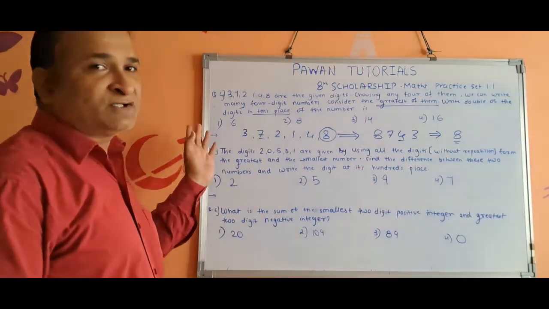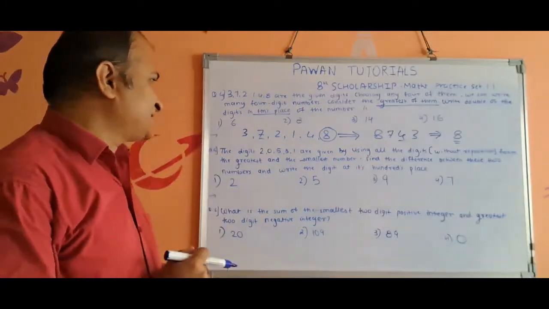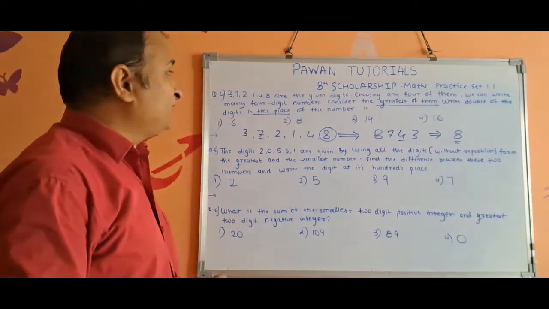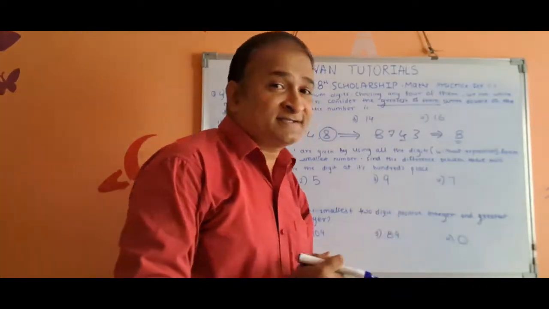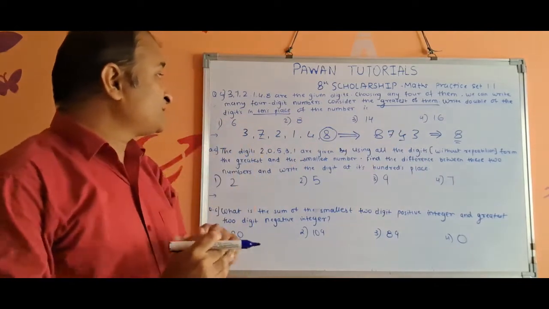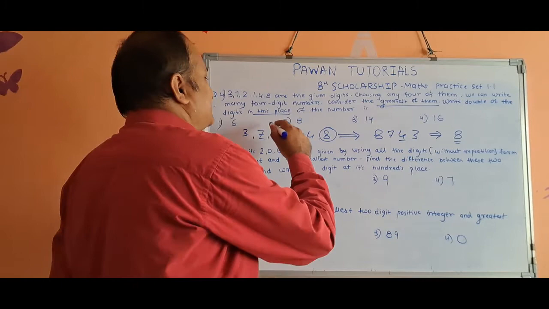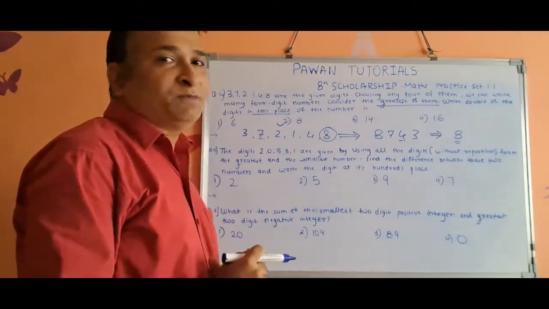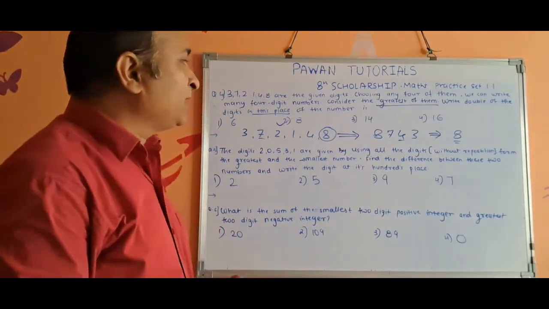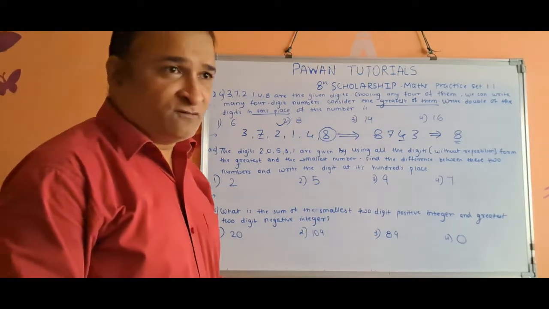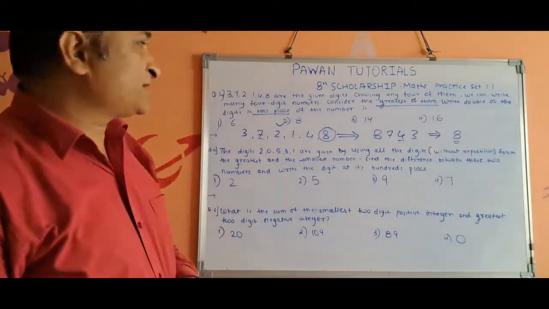In which option? Look at the options. The first option is 6, the second option is 8, the third option is 14, and the fourth option is 16. So 8 is there in which option? Yes, it is in the second option. So our answer is option 2. We have to mark option 2 as the correct answer. Understood, students? Very good. Now, let's try to understand the next question.